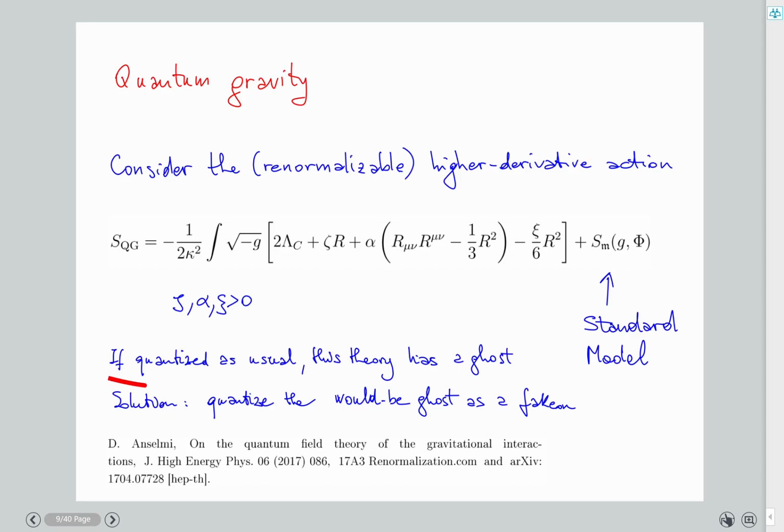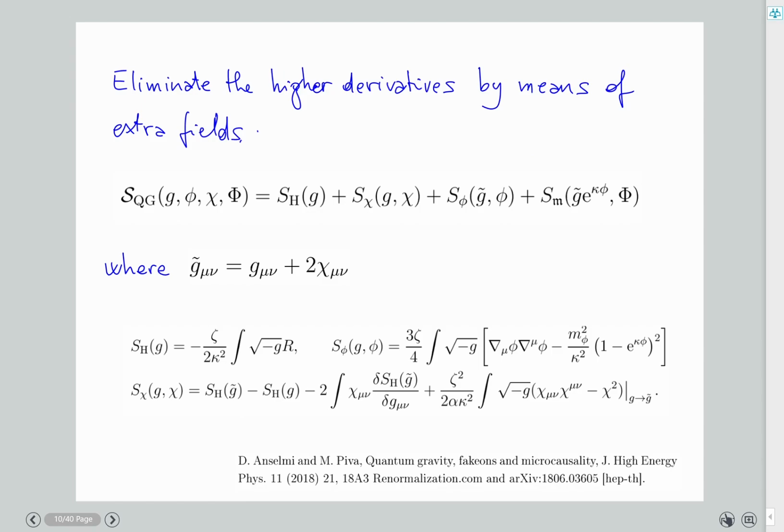So if you quantize it as usual, this theory has a ghost, and the solution is to quantize the would-be ghost as a fakeon. And you can couple it to the standard model, of course, covariantize in the way you like. So to make things more explicit, let's add auxiliary fields in order to eliminate the higher derivatives and write everything in terms of plain two-derivative actions. And then you need two more fields. One is a scalar field phi, and one is a spin 2 tensor chi mu nu, symmetric tensor.